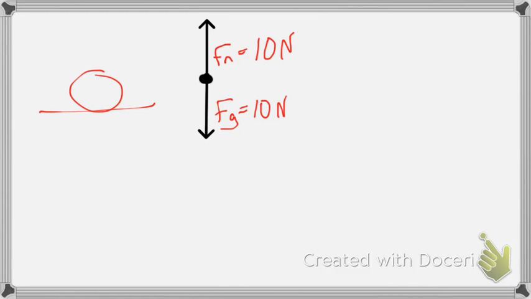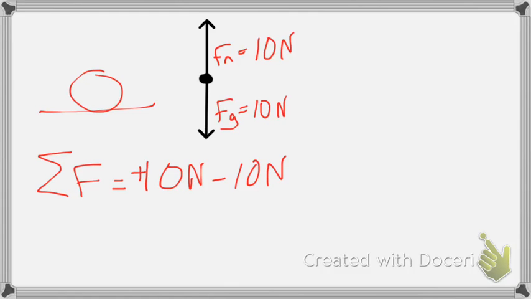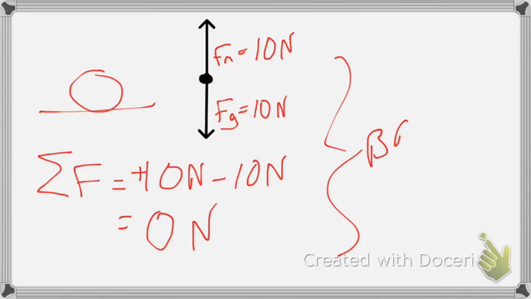What is the sum of our forces? We have positive 10 newtons going up and negative 10 newtons going down. If we add this all together, we get 0 newtons, which makes sense, because it's neither sinking nor rising. It's not moving. Velocity is 0, so this is balanced.